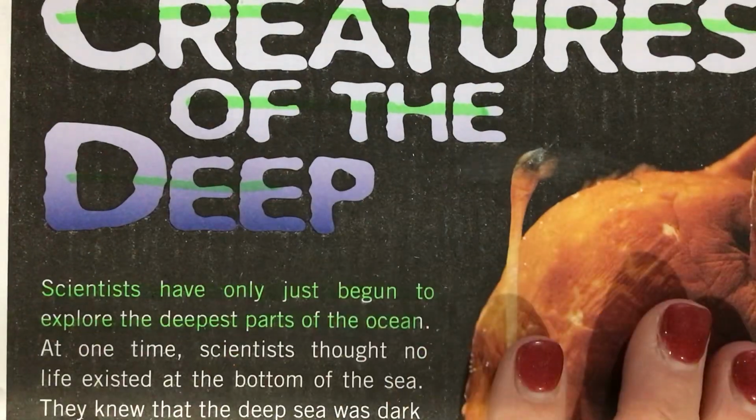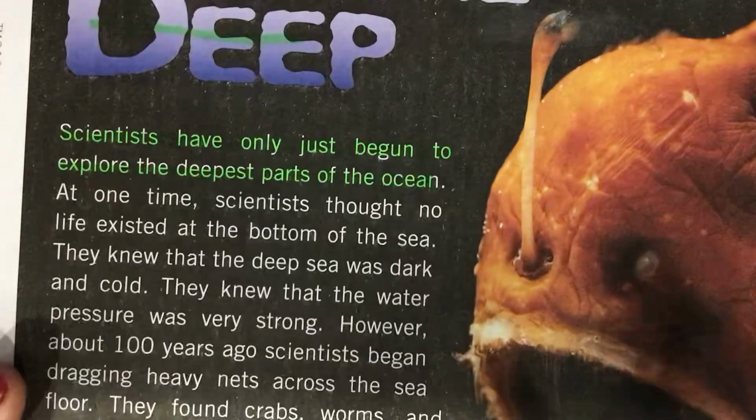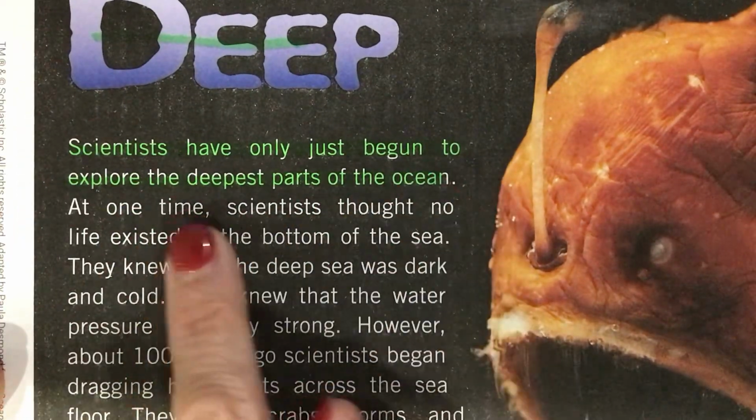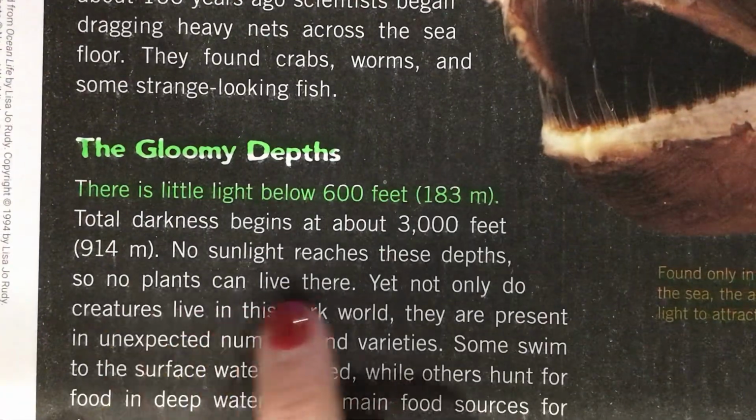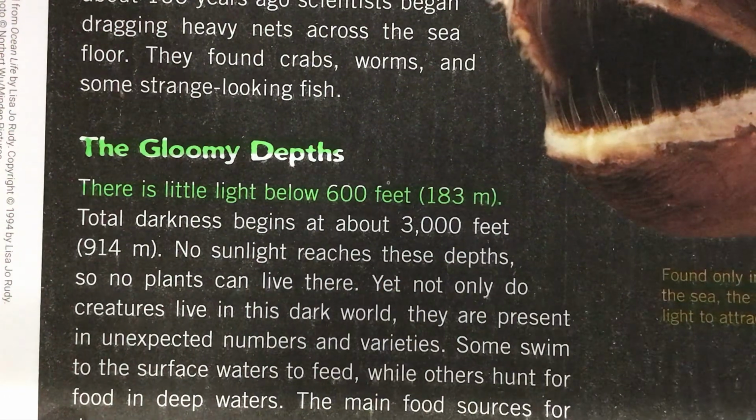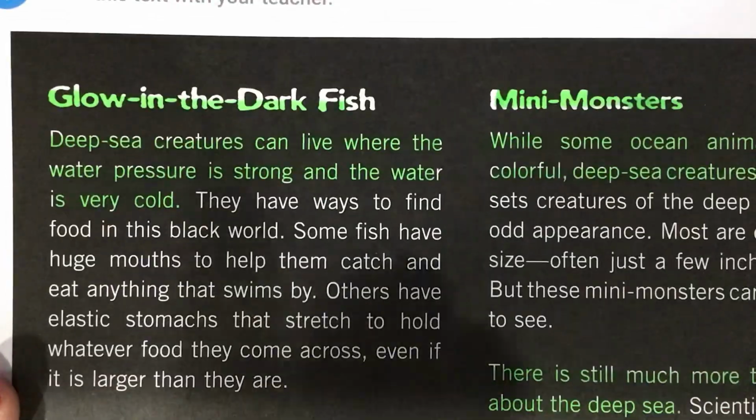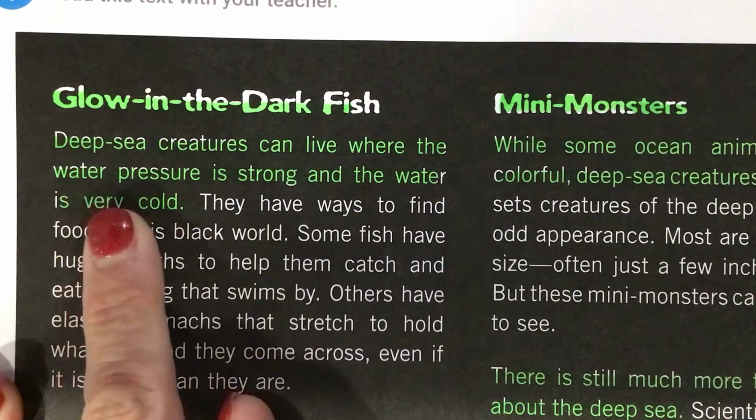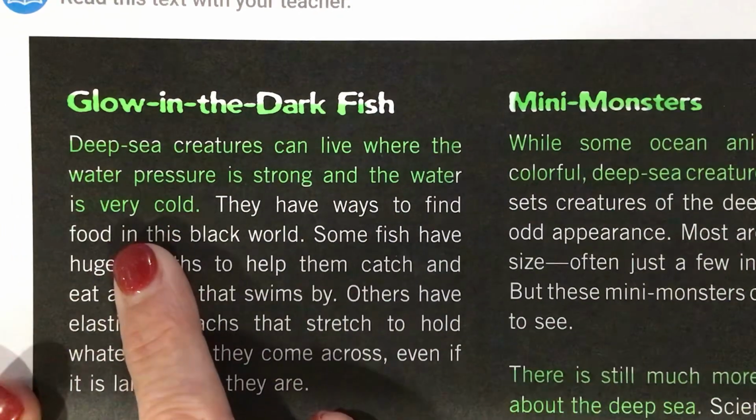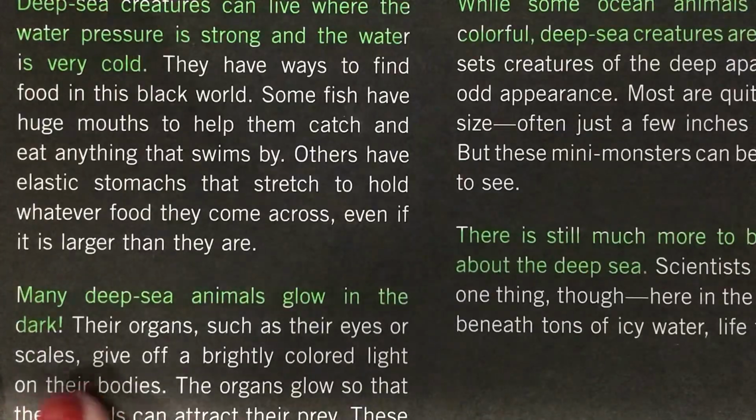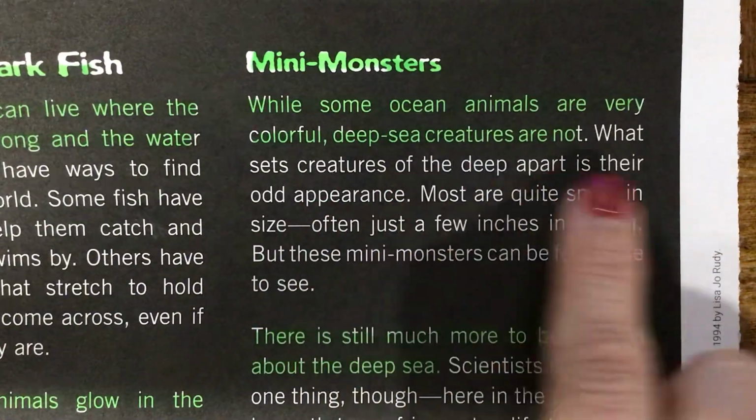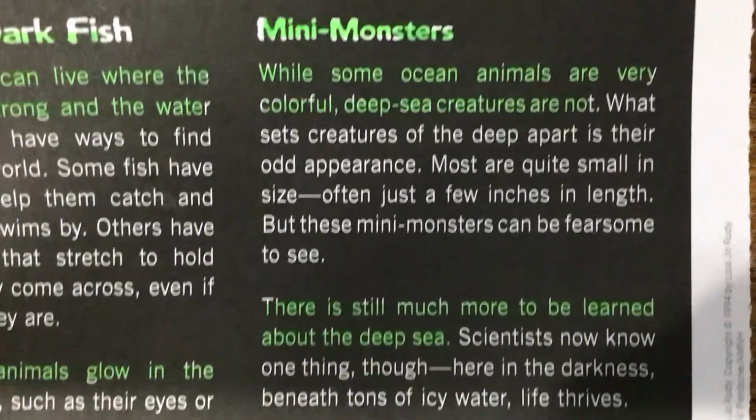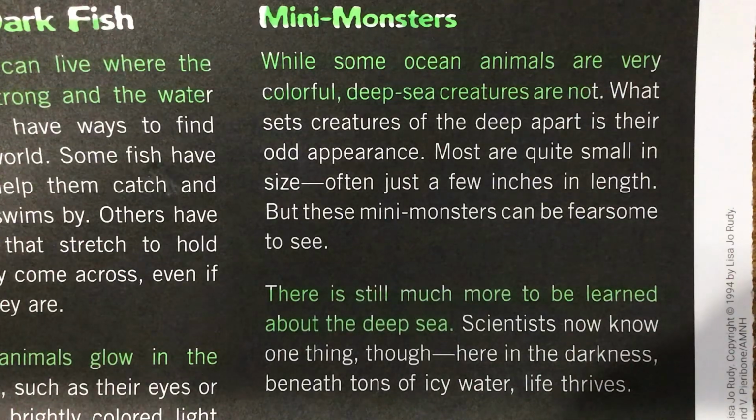Now, there's no introduction, so I've highlighted every first sentence. Scientists have only just begun to explore the deepest parts of the ocean. There is little light below 600 feet. Deep sea creatures can live where water pressure is strong and the water is very cold. Many deep sea animals glow in the dark. While some ocean animals are very colorful, deep sea creatures are not. And there is still much more to be learned about the deep sea.